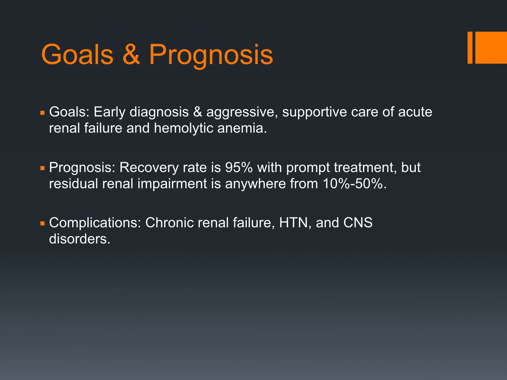Goals and prognosis. The goals include early diagnosis and aggressive supportive care of acute renal failure and hemolytic anemia. Prognosis: the recovery rate is 95% with prompt treatment, but residual renal impairment is anywhere from 10 to 50%. Complications include chronic renal failure, hypertension, and CNS disorders.